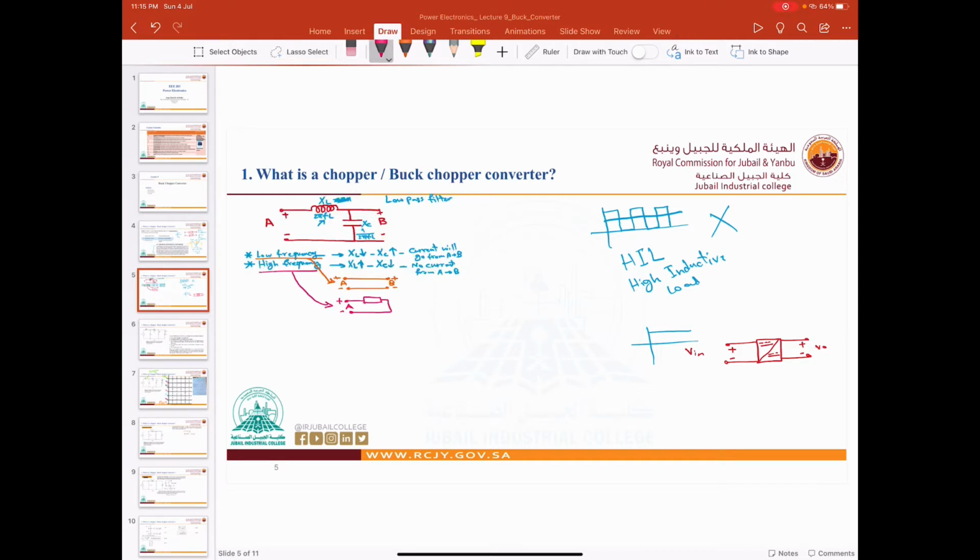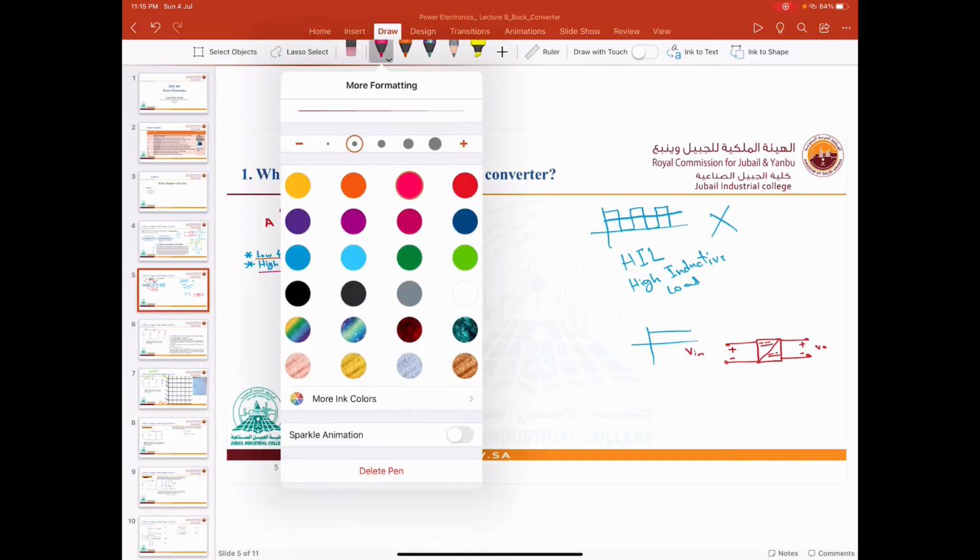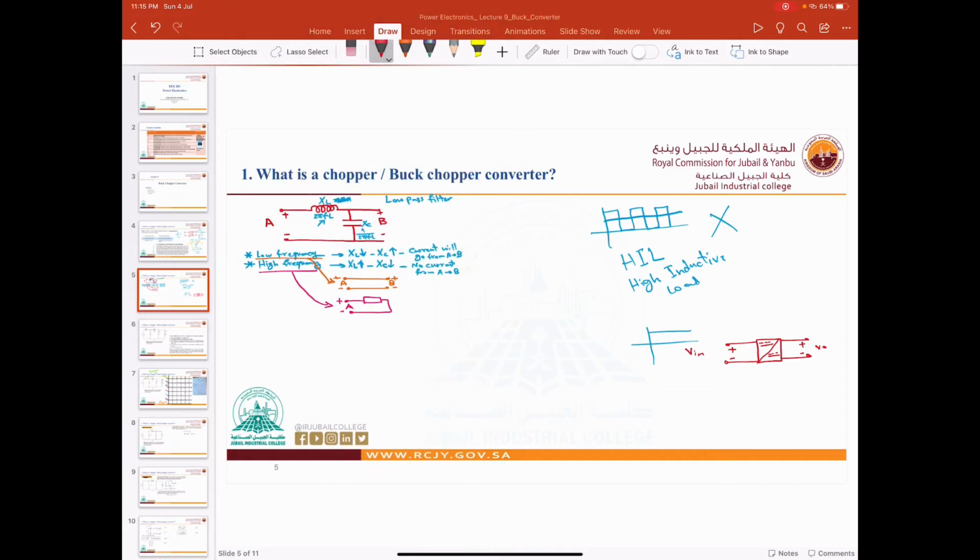Now our circuit here, guys, is like this. Let me use the red color. This is our high pass filter, low pass filter, sorry, low pass filter. We said we need it for the buck converter, right? So this is our capacitor here.